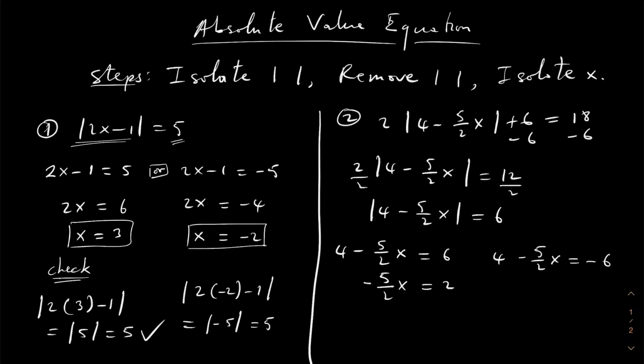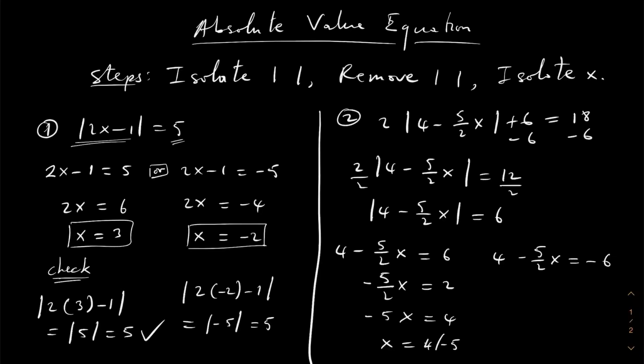Then multiply both sides by 2, which will give me negative 5x equals 4. Finally, divide both sides by negative 5, which would give me x equals 4 divided by negative 5. That's done. Let's look at our second equation on this side here.